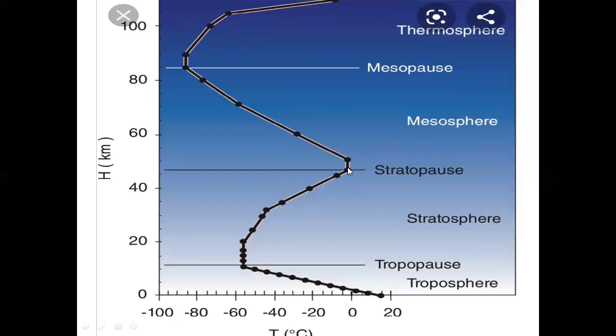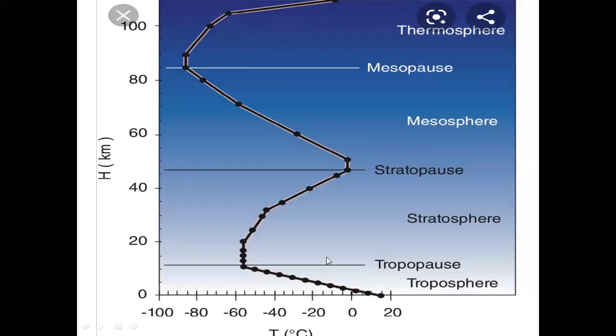Then in the third layer, you can see the temperature decreases again. From minus 5, it decreases to minus 93 degrees centigrade. This decrease in temperature is because there are no gases or ozone to increase the temperature. And in thermosphere, you can see the temperature increases again from minus 93 till 1800 degrees centigrade.